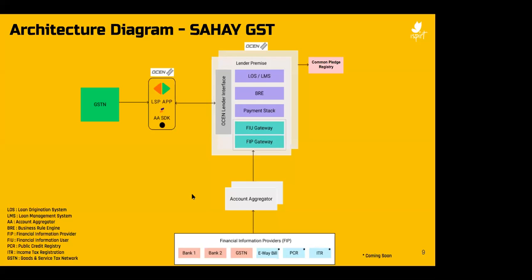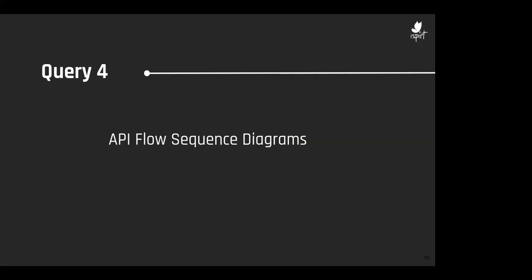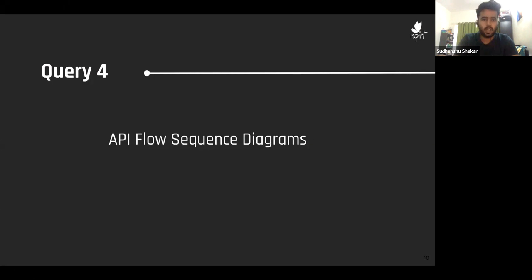So that's the distinction. The second difference over here, which is more subtle, is that the common pledge registry over here today enables deduplication at app level of Sahay GST. And as more LSPs go live, it will be externalized. With that, I would like to hand it over to Sudhanshu, my colleague, who will run us through API flow sequence diagrams and more. Thanks, Ankit, for the handoff.